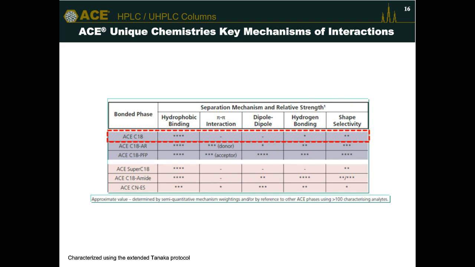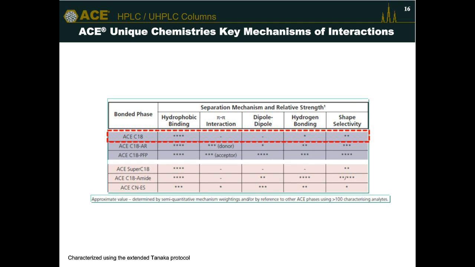As we move across the table, you can see, of course, there are no pi-pi interactions because there are no aromatic functional groups with a C18, so there's no pi system interactions. There's also no polarizable functionality with C18 columns, so the dipole-dipole interactions are not present either. However, there is some hydrogen bonding with C18 columns, and this is because your analytes can hydrogen bond predominantly with the surface silica silanol groups, which are present with all silica stationary phases. So there's a small amount of hydrogen bonding as a mechanism of interaction present with many C18s.